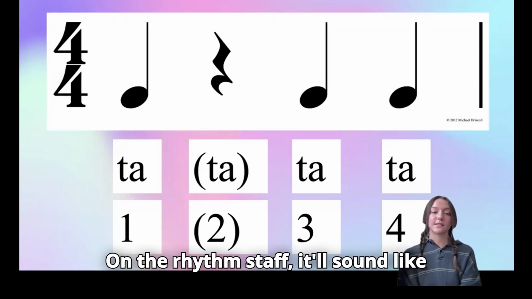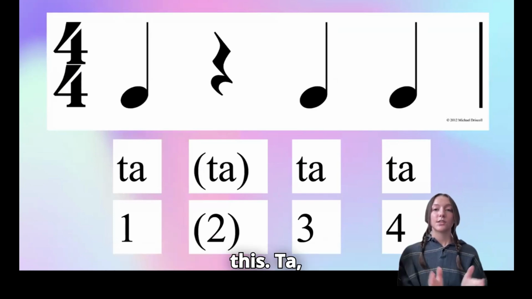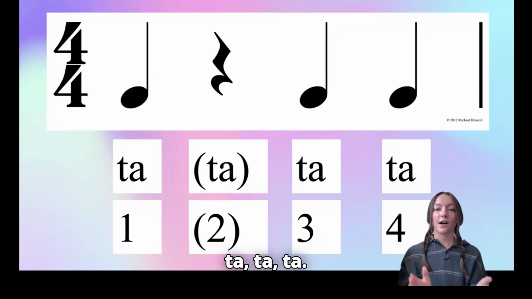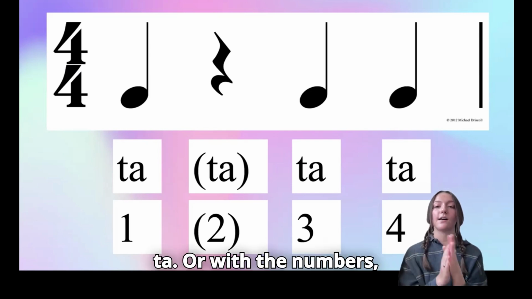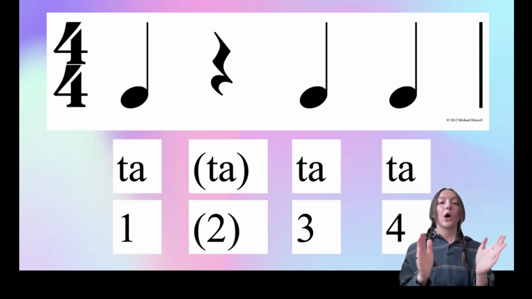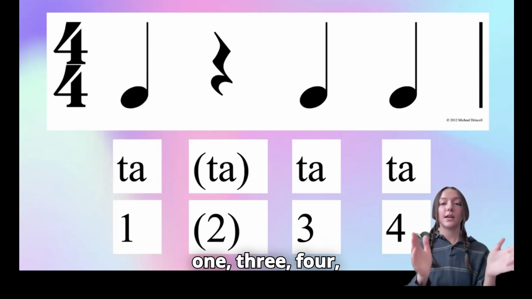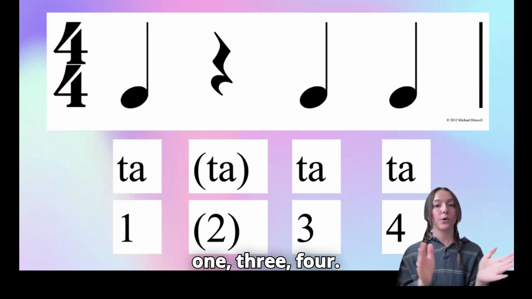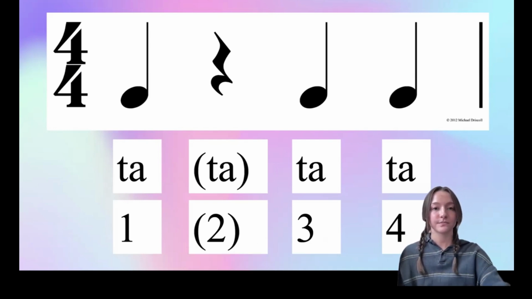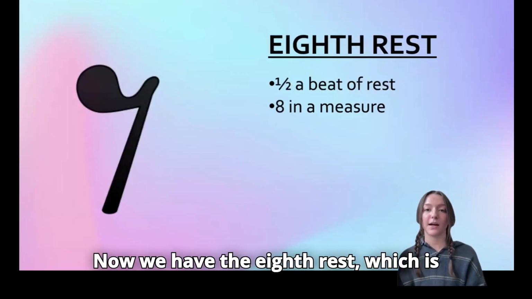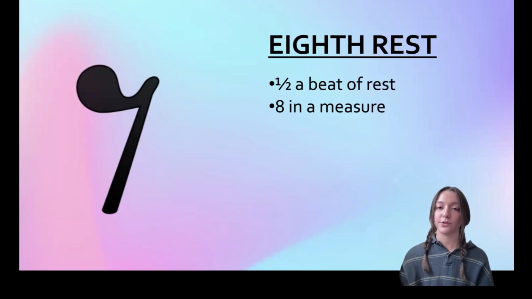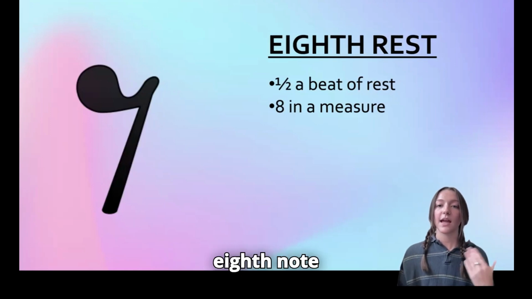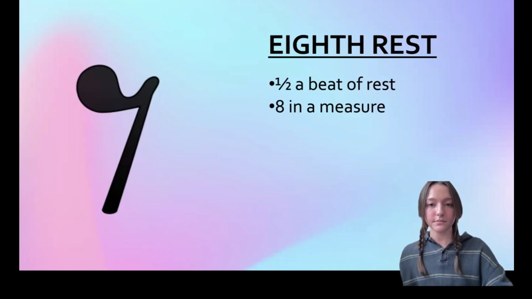On the rhythm staff, it'll sound like this. Ta, ta, ta, ta, ta, ta, ta, ta, ta. Or with the numbers, 1, 3, 4, 1, 3, 4. Now we have the eighth rest, which is half a beat of rest, just like its half or eighth note counterpart.